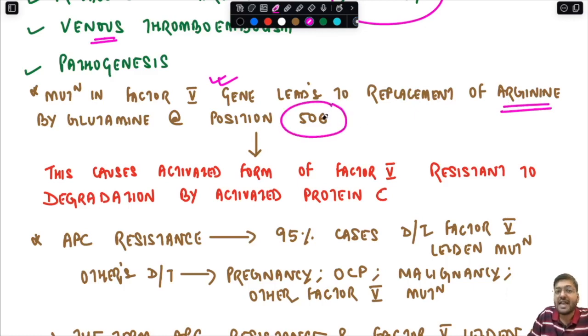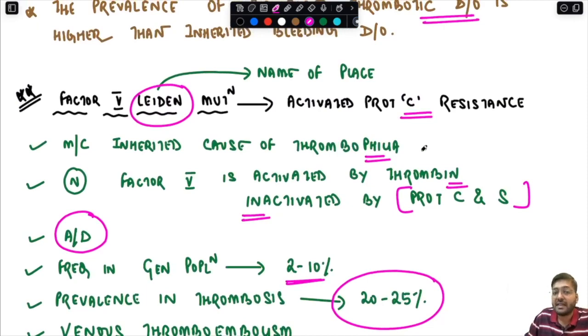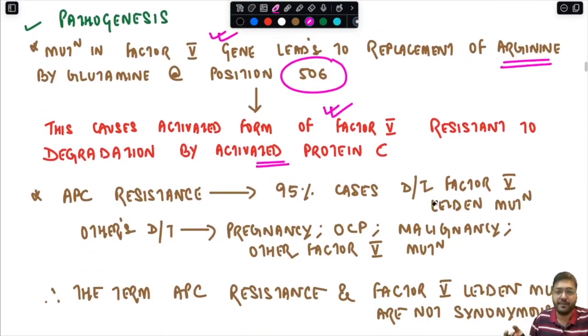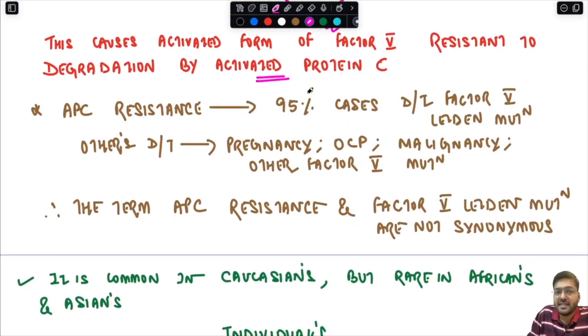So, this causes the activated form of factor V to be resistant to degradation by activated protein C. As I told you, factor V is inactivated by protein C. Because of this mutation, the mutated factor V resists degradation by protein C, and as a result the clotting factor keeps getting activated and clotting continues, therefore predisposing to thrombosis.